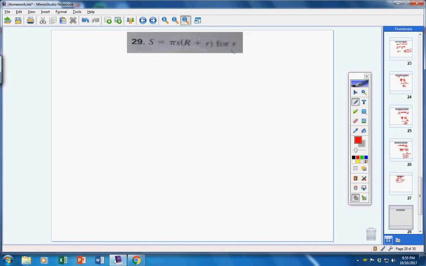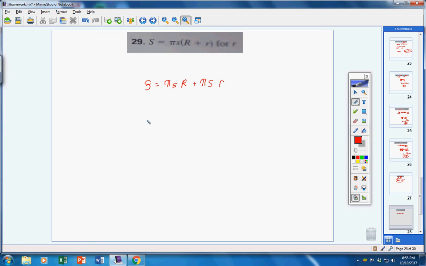29, solving for r. So step 1, simplify both sides. This is a big S and a little s, so they are different. Pi s times r would be pi s r. Pi s times little r would be pi s r. So there. Now, these two terms are not like terms, okay? We have a capital R here and a little r here, so they're not the same. Our simplifying is done.